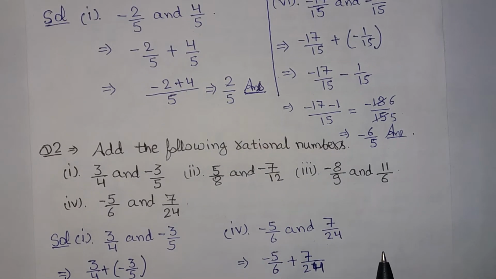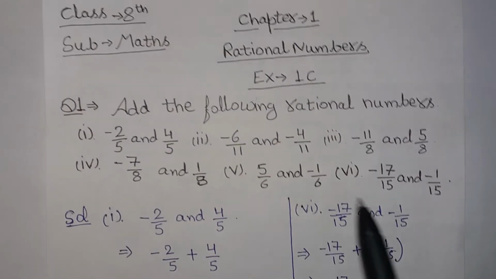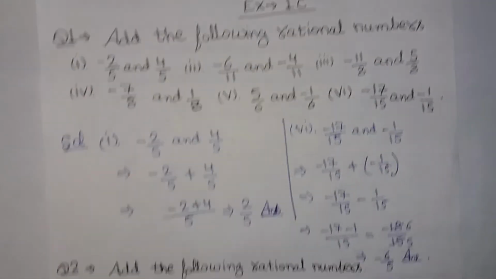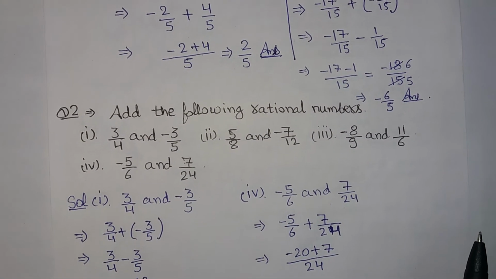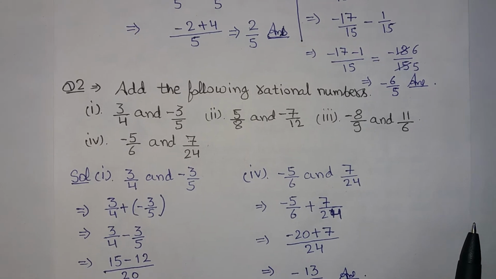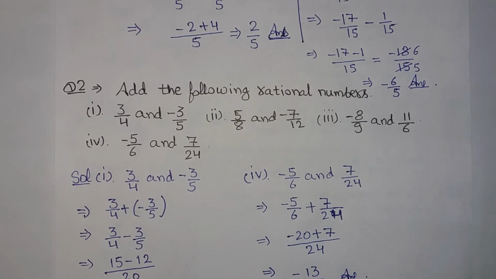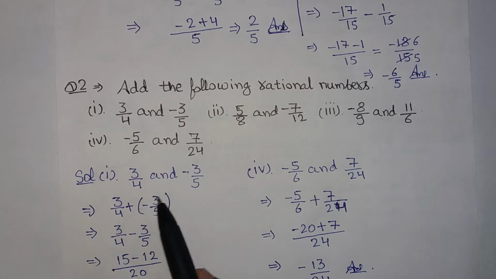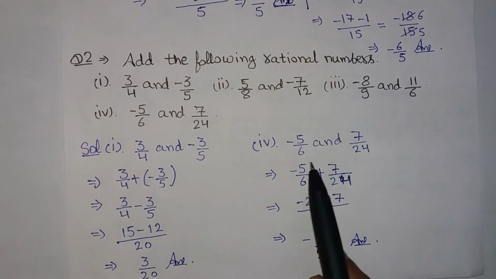So the answer will be minus 6 upon 5. Now see the next question. In this question number 1, the rest of the parts you can try yourself. Now see question number 2. In question number 2, add the following rational numbers. So the first part, 3 upon 4 and minus 3 upon 5.